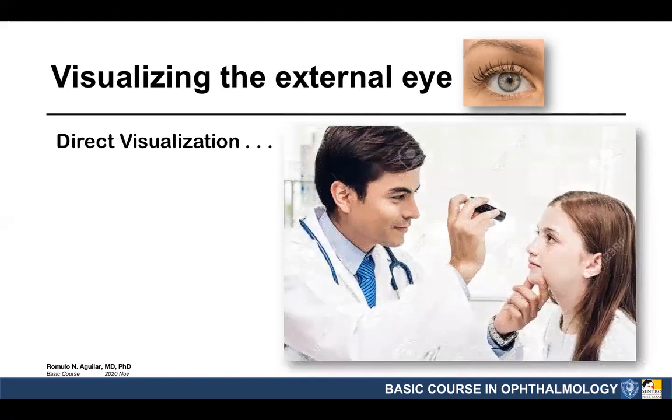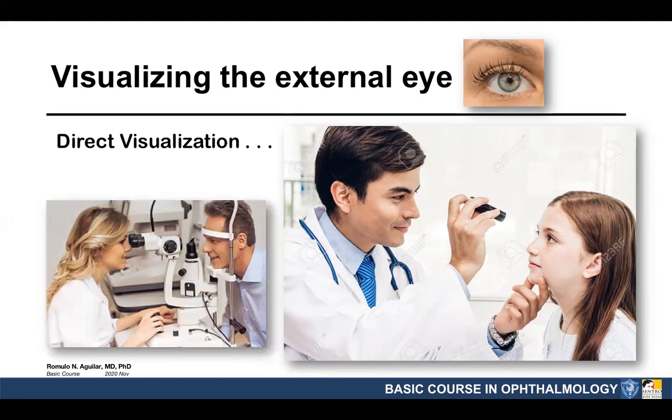So when we want to visualize the external eye, it is pretty straightforward. Direct visualization usually would suffice. Take out your pen, light up the external adnexa, and you can see most of the structures already. On occasion, you would need a magnified view, in which case you'd need the slit lamp or biomicroscope. There are other ancillary procedures that can be used to visualize some of the other structures of the external eye, but generally these two methods will suffice for viewing the external eye.